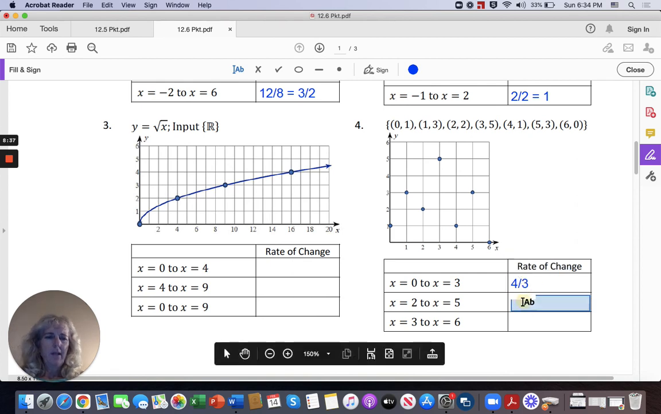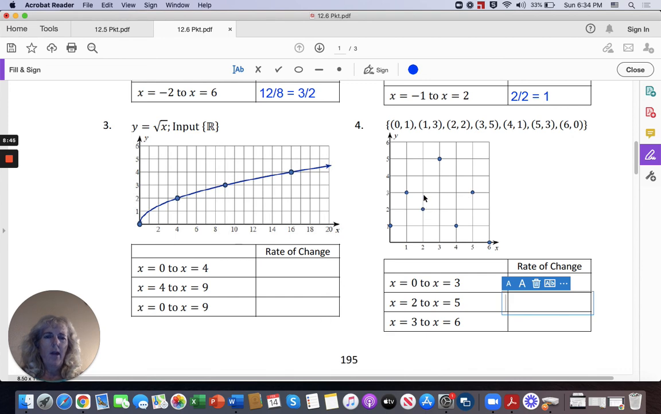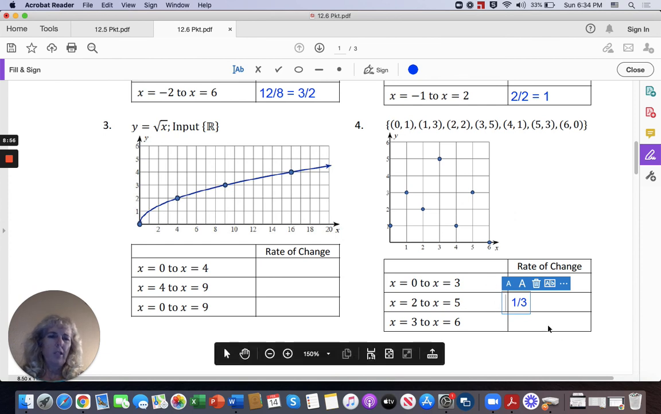Okay. Now we're going to go on to the next one here where x is 2 right here, and it goes all the way to 5. Here I rise 1 and I run 1, 2, 3. So again, you disregard anything in between, and I go 1 third, and that's my rate of change between 2 and 5. Then I'm going to go from 3 to 6.